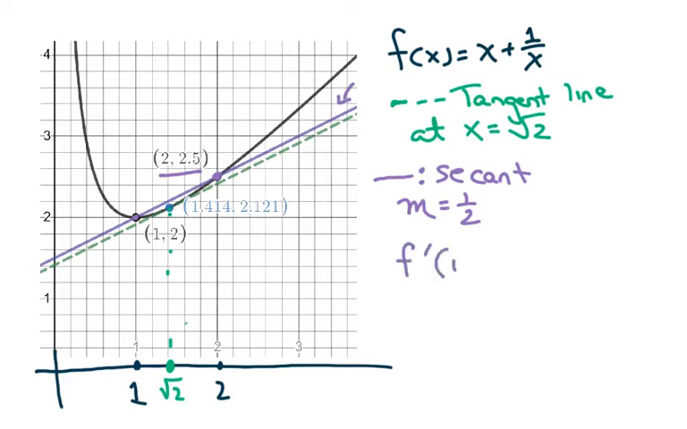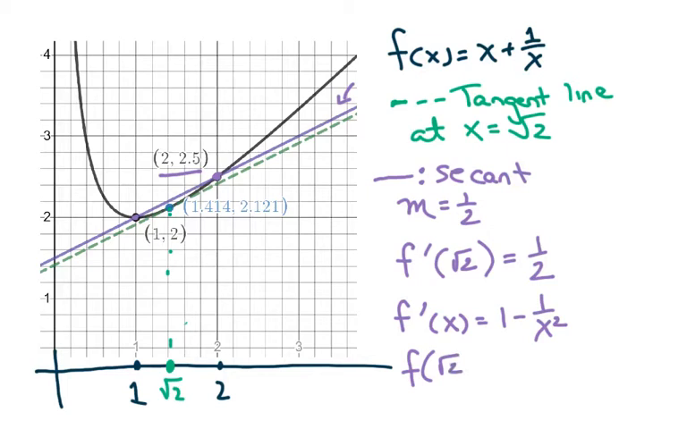And we could also say this, f prime at the square root of 2 is 1/2. And you could check it. What is our derivative? f prime of x was 1 minus 1 over x squared. Well, plug in square root of 2, and you get 1 minus 1/2, which equals 1/2.